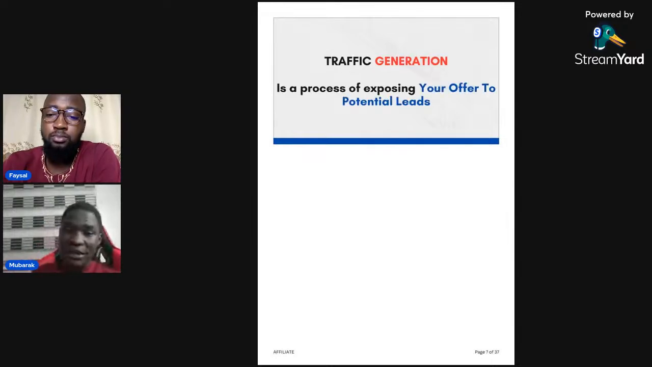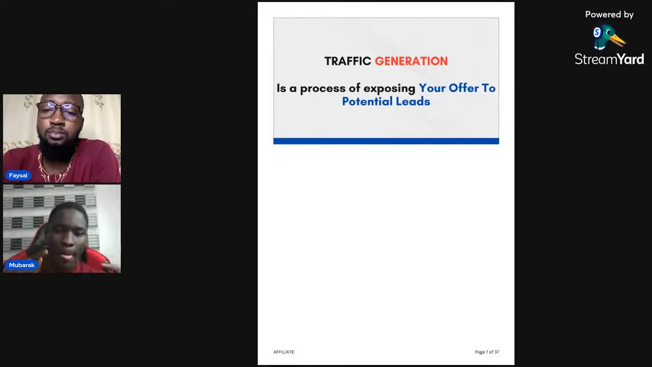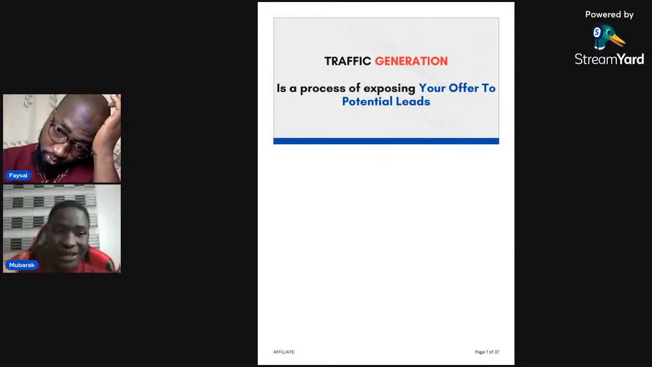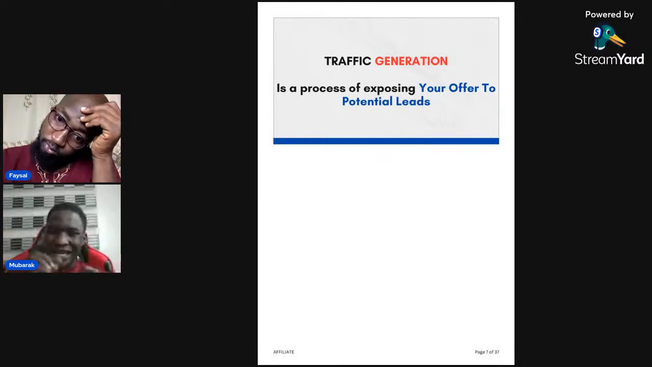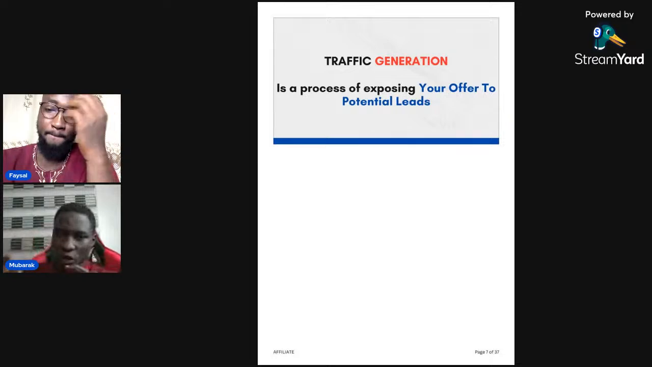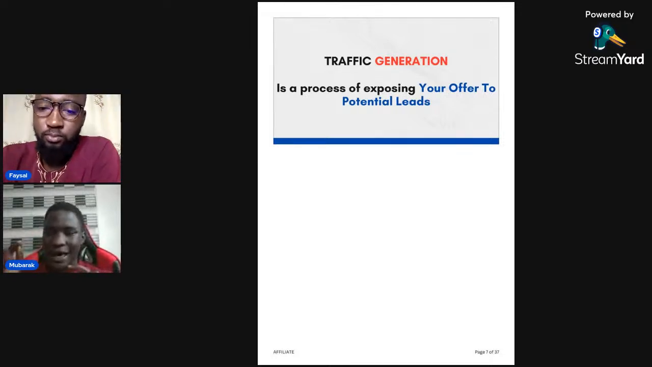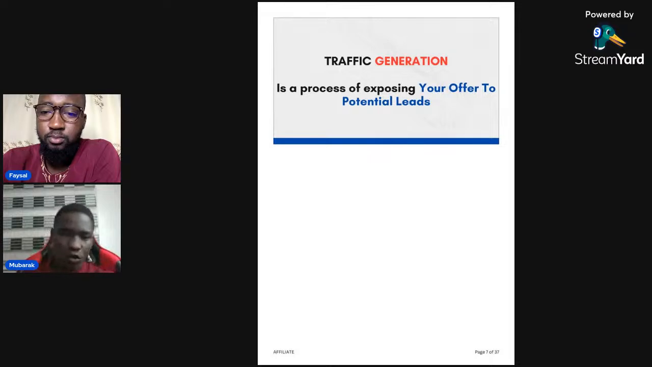Traffic generation is a process of exposing your offer to potential leads. There is actually a difference between a traffic, a lead, a prospect, and a customer. A lot of people used to get this wrong. A lot of people think that traffic is the same as a prospect, a lead is the same as a prospect, and a prospect is the same as a customer. There is actually a difference.